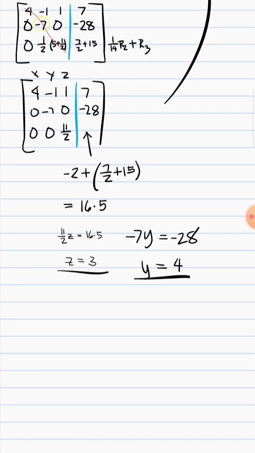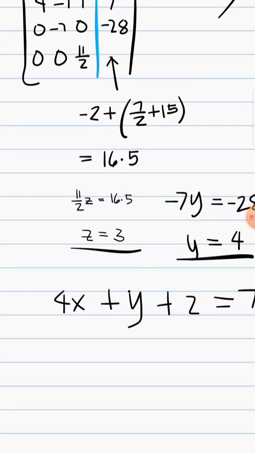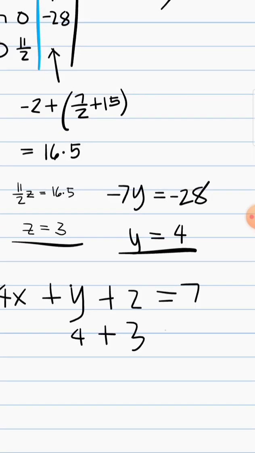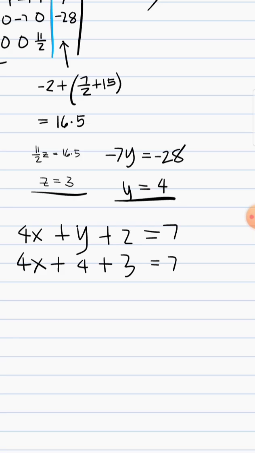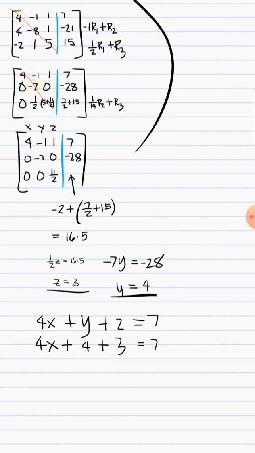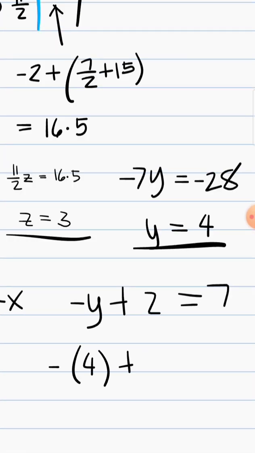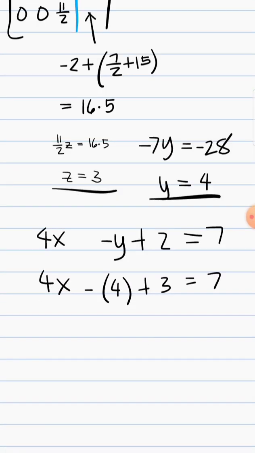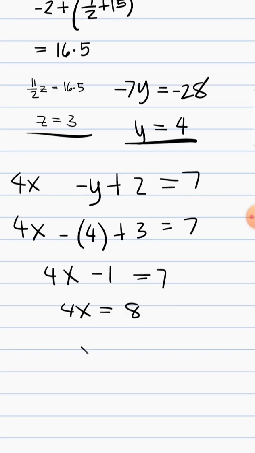Right? And lastly, for the first row, that's 4x plus y or 1y plus z equals 7. And we know already that z equals 3, y equals 4. And now we can solve for x. We do that. 4 plus 3 is, I'm sorry, but again, I made an error. This should be negative y. So negative 4 plus 3 equals 7. And then 4x. So negative 4 plus 3 is negative 1. And so if we transpose that to the other side, we'll have 8. 4x equals 8. And so x equals 2.